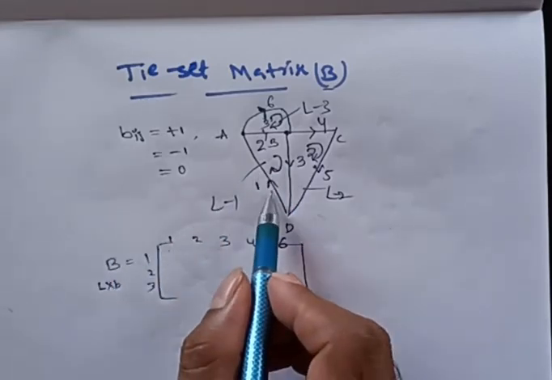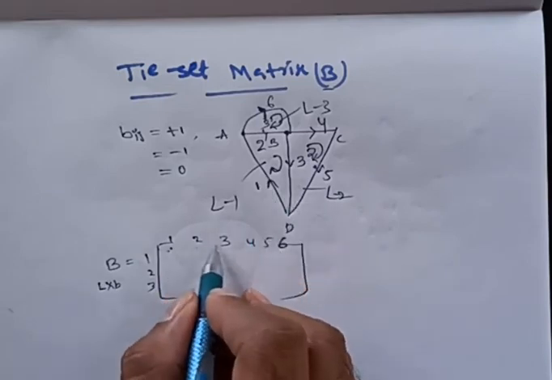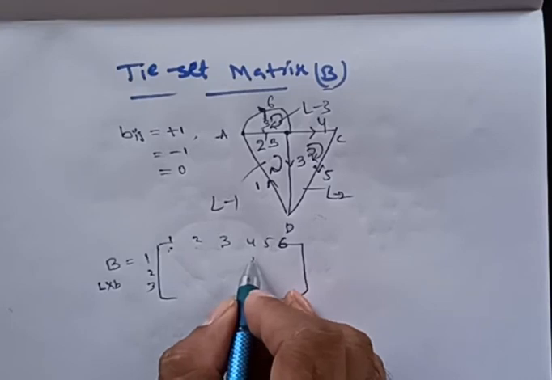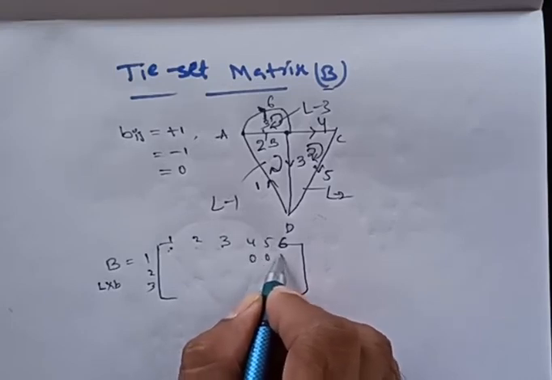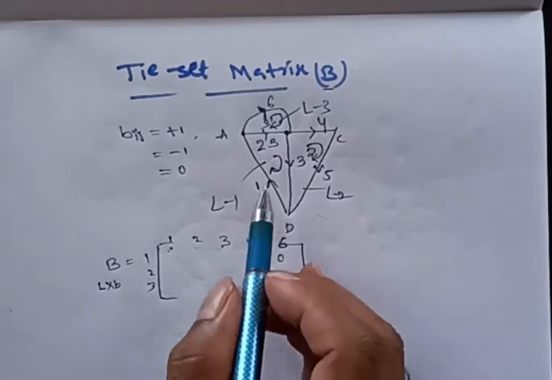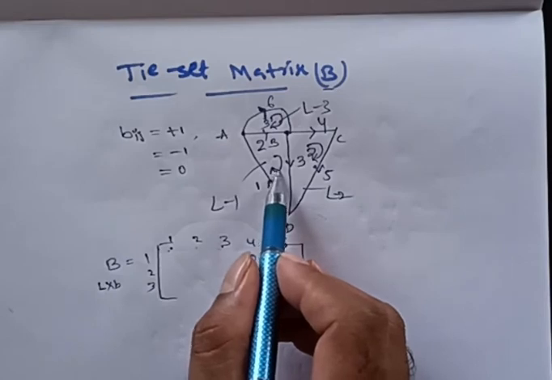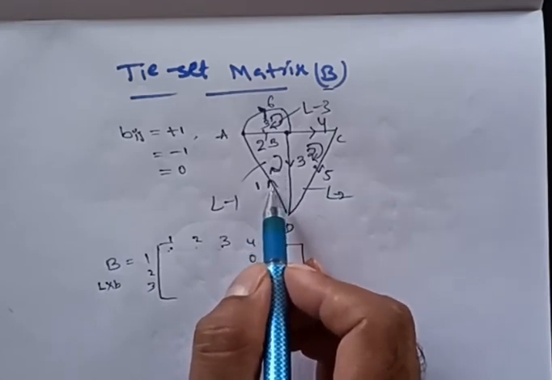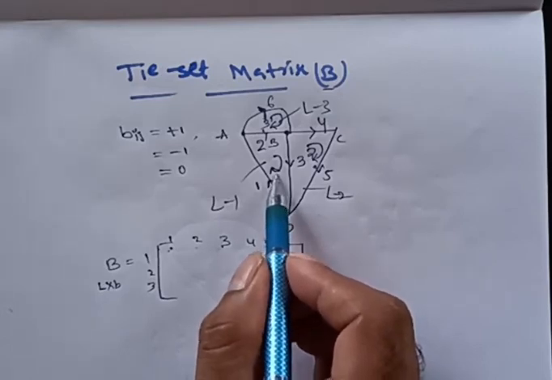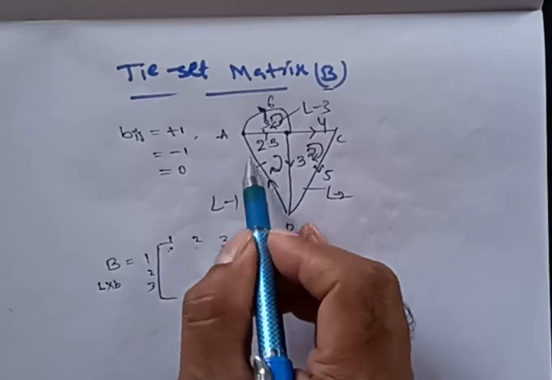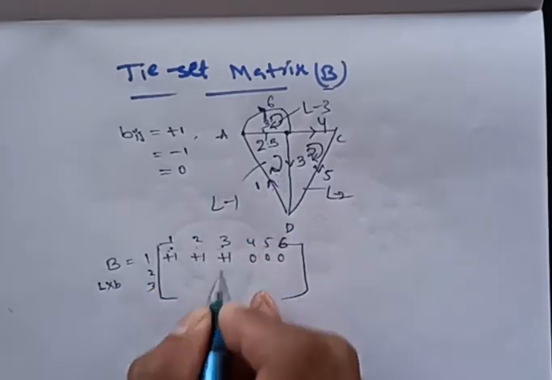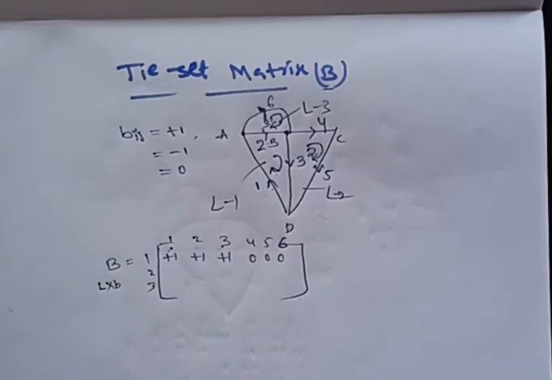Now let us see loop 1. In loop 1, branches 1, 2, 3 exist; 4, 5, 6 do not. So we can place 0 for 4, 5, 6, and compare the direction we assumed in the loop with the orientation mentioned on the branch. 1 coincides, 2 coincides, 3 coincides. That's why we place the values +1, +1, +1.